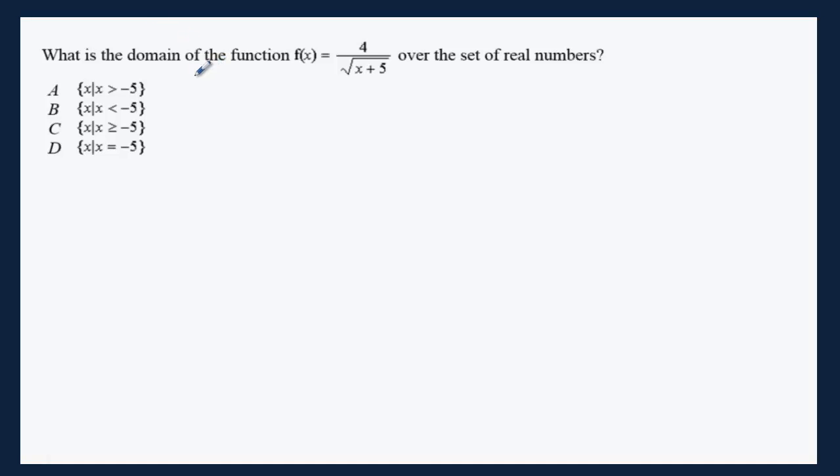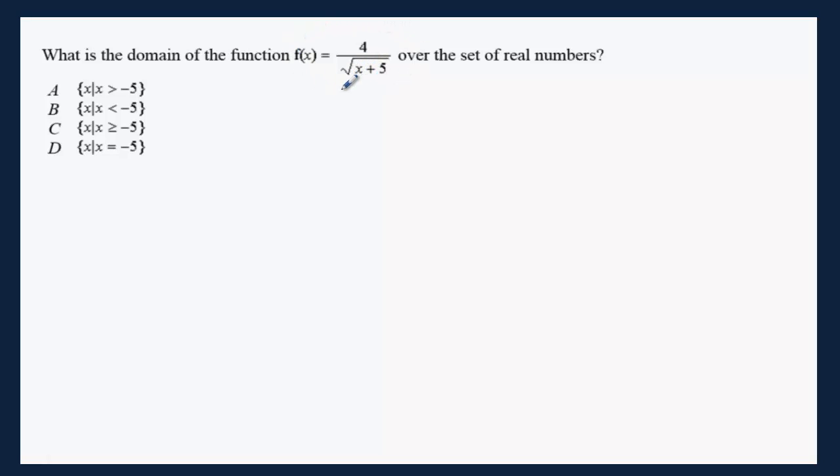Hi, I would like to help you today in finding the domain of a function. What is the domain of the function f of x = 4 over the square root of x plus 5, over the set of real numbers? The domain is the same as the input. You need to find an appropriate input that you can substitute for x.